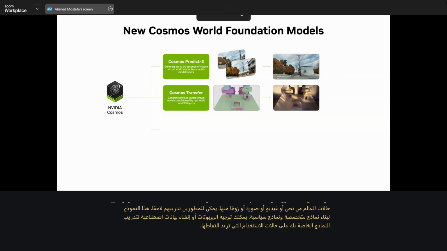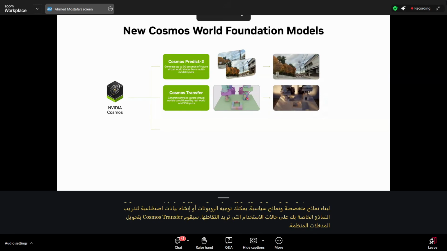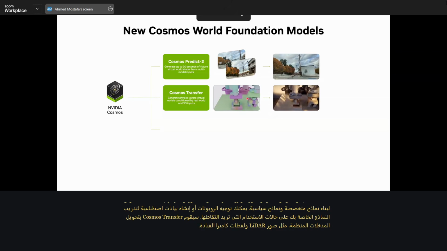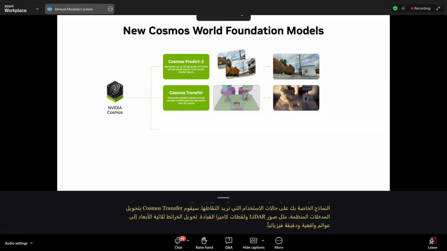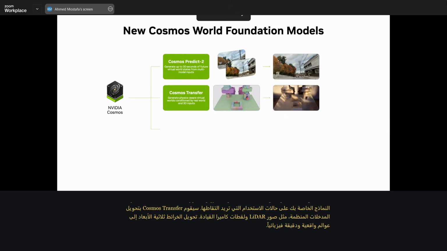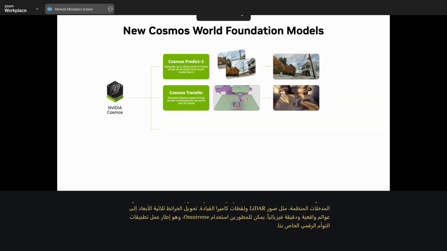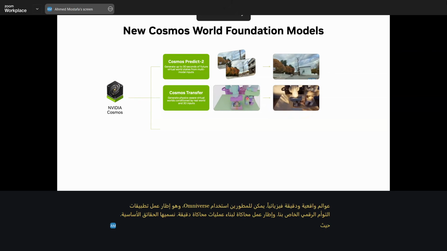Cosmos Transfer will convert structured inputs like LiDAR images, dashcam footage, 3D maps into photorealistic, physics accurate worlds. Developers can use Omniverse, which is our digital twin application framework and simulation framework, to build precise simulations. We call it the ground truths, where you can train and scale models across different weathers, different lighting, terrain, and all of these different conditions with Cosmos Transfer.